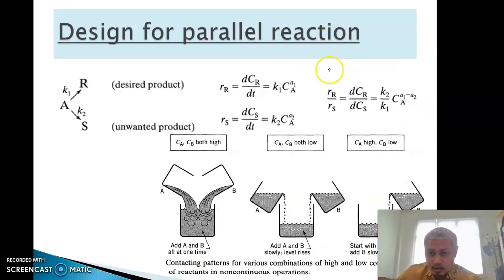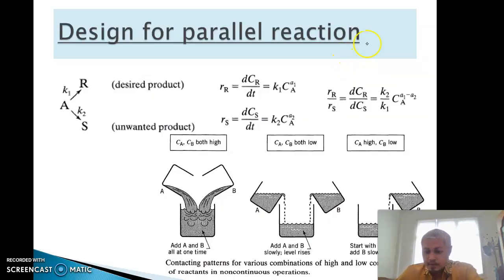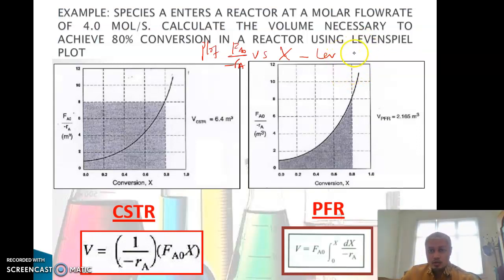So the next step is for your test, if you are given this information where you need to use the level spill plot. That means you need to know the value of FA naught.